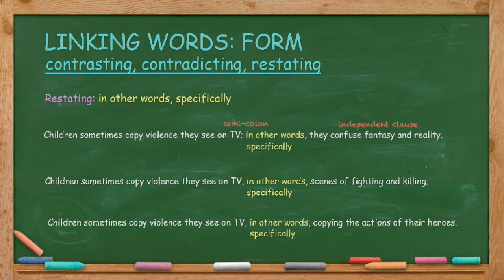Children sometimes copy violence they see on TV. In other words, scenes of fighting and killing. Children sometimes copy violence they see on TV. In other words, copying the actions of their heroes. In the first example, there's a comma before the linking words because they're followed by a noun phrase. And in the second one, there's also a comma because they're followed by verb plus ing.